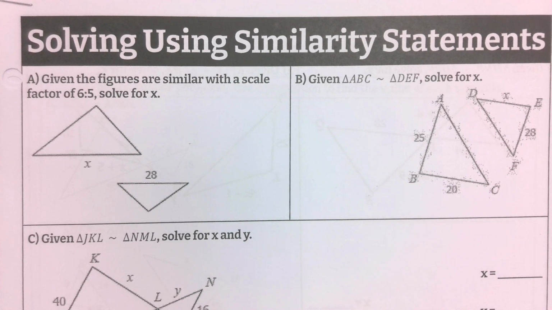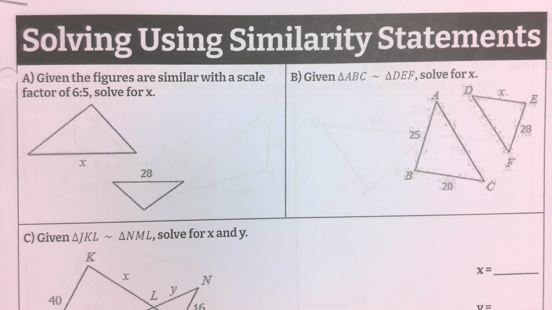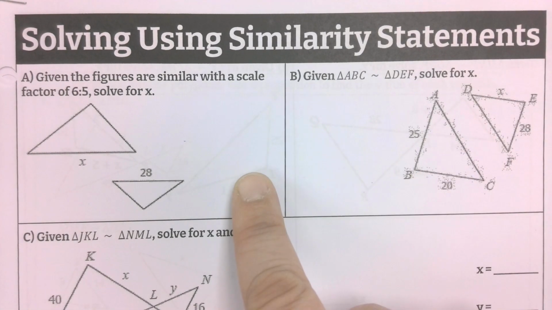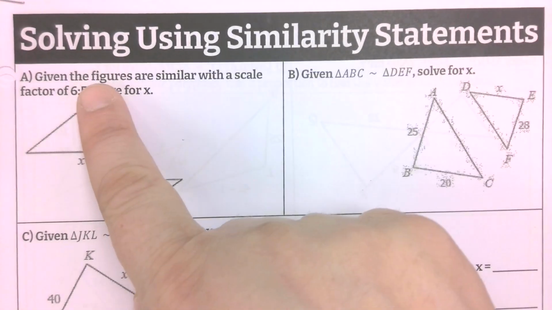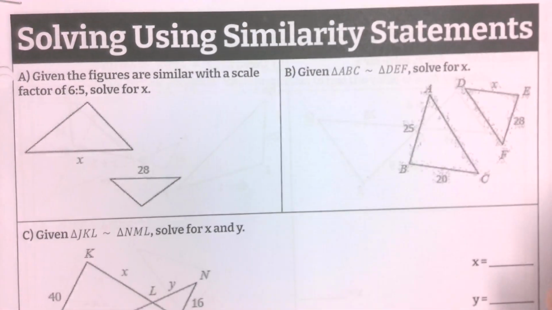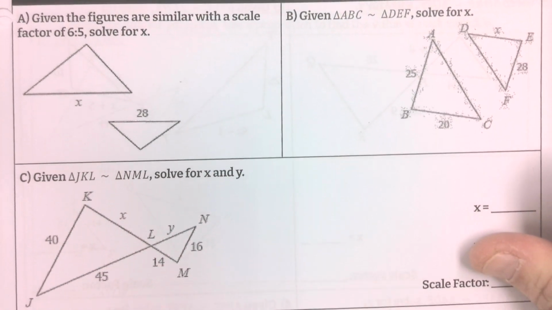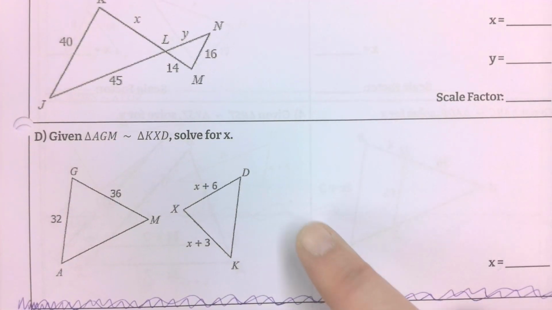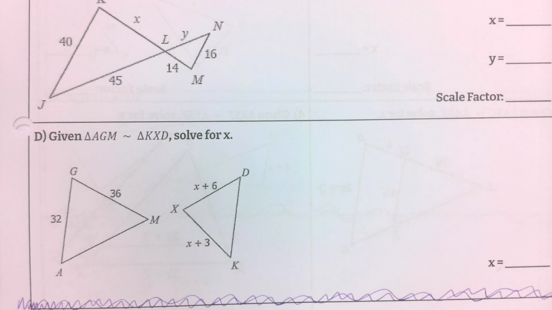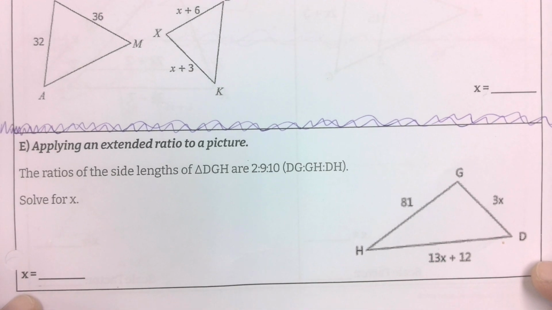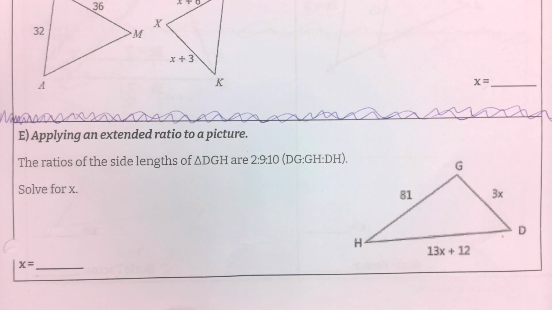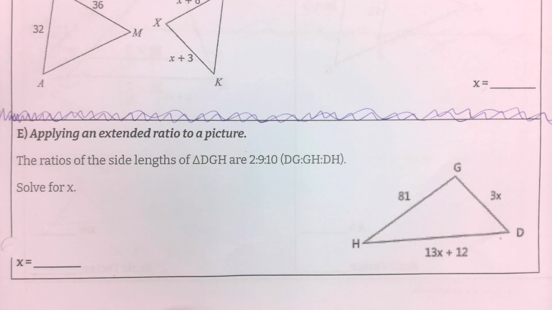Hi guys. So last class we talked about solving similar triangles, and we were looking at these notes. You should find these notes, solving similar triangles using similarity statements. Looks like this, and we had done the first 4 problems, I believe. We had stopped after that, and so we were going to resume here. So here's where we're going to pick up, and that's applying an extended ratio to a picture.